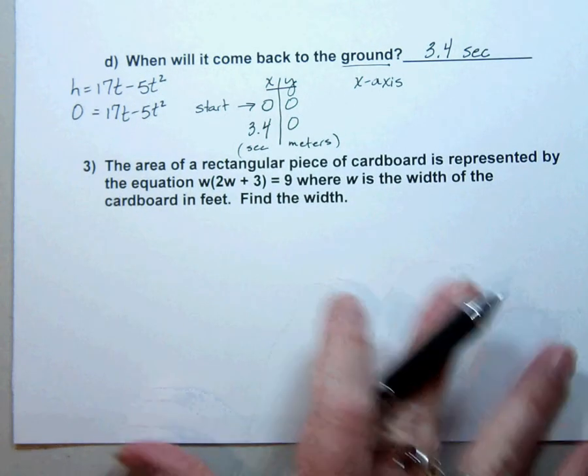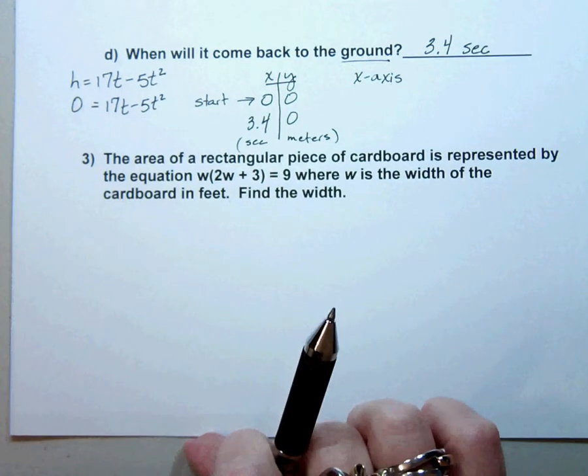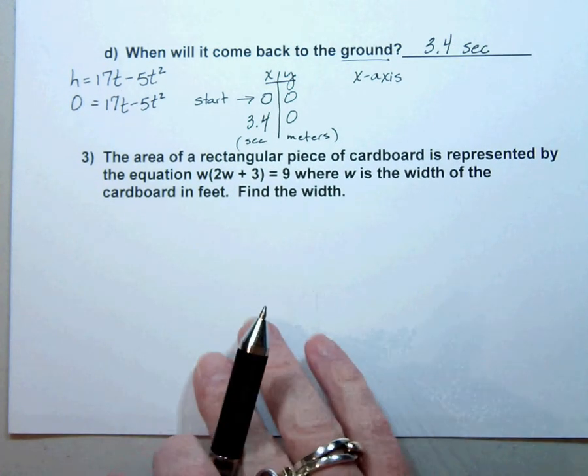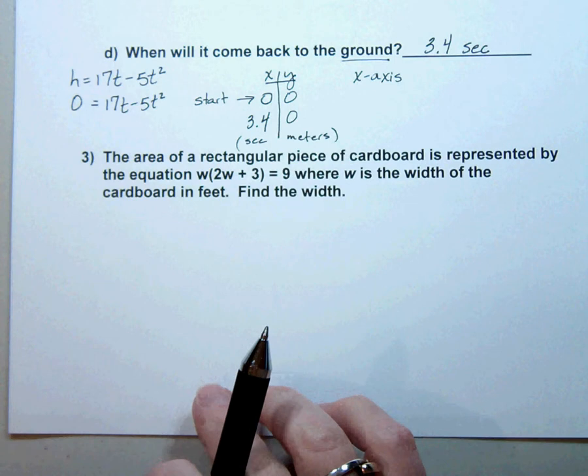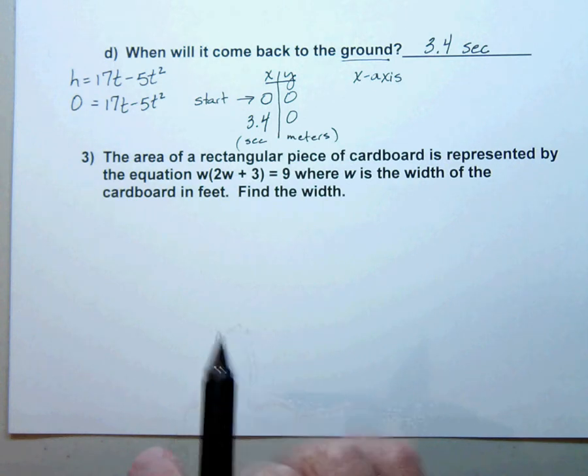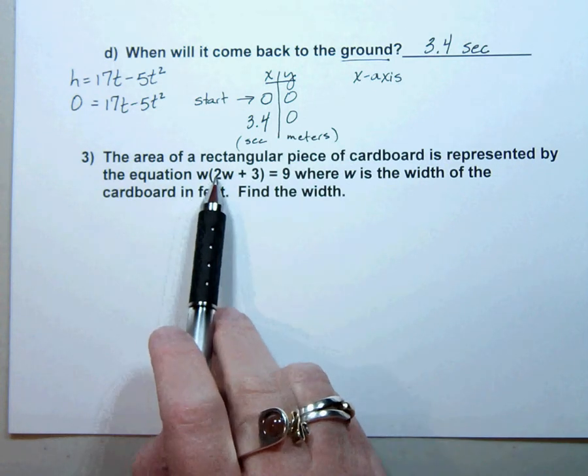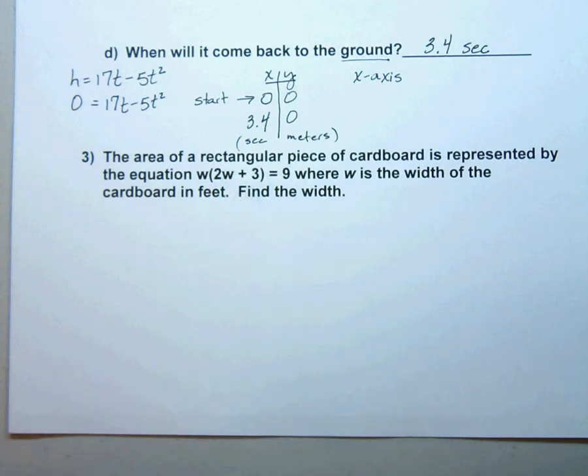The last one in this section, number 3. Let's read the question. The area of a rectangular piece of cardboard is represented by the equation w times the quantity 2w plus 3 equals 9, where w is the width of the cardboard in feet, and they want us to find the width. Okay, this will make a quadratic equation.